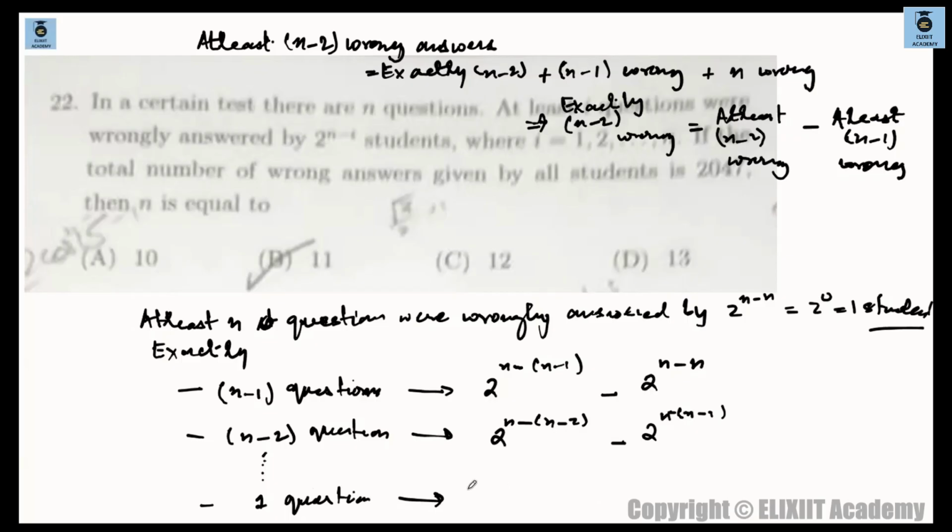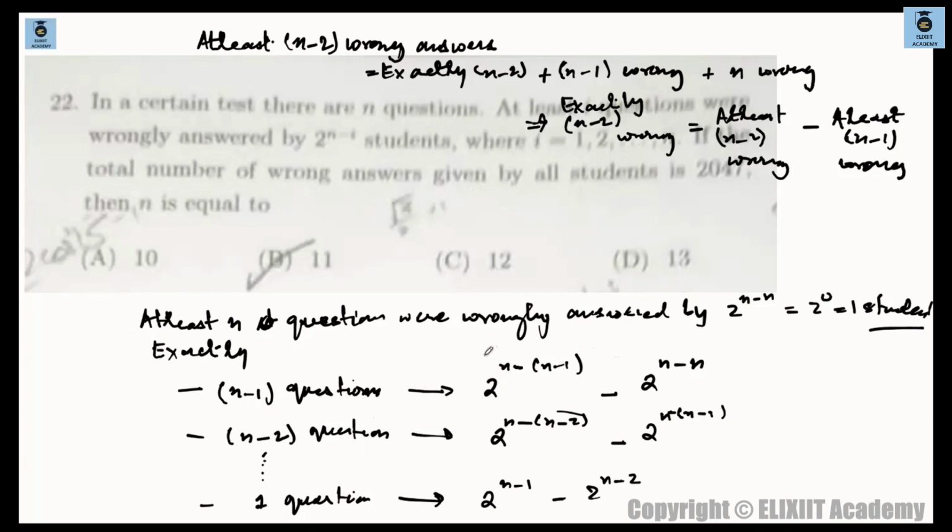So for 1 wrong question, we'll have 2 to the power of n minus 1 minus 2 to the power of n minus 2. At least 1 wrong, and then one less than this. So these are the total number of questions. One thing you need to focus on is that this is the number of questions where they have done exactly n minus 1 wrong, n minus 2 wrong, and so on till 1 question.